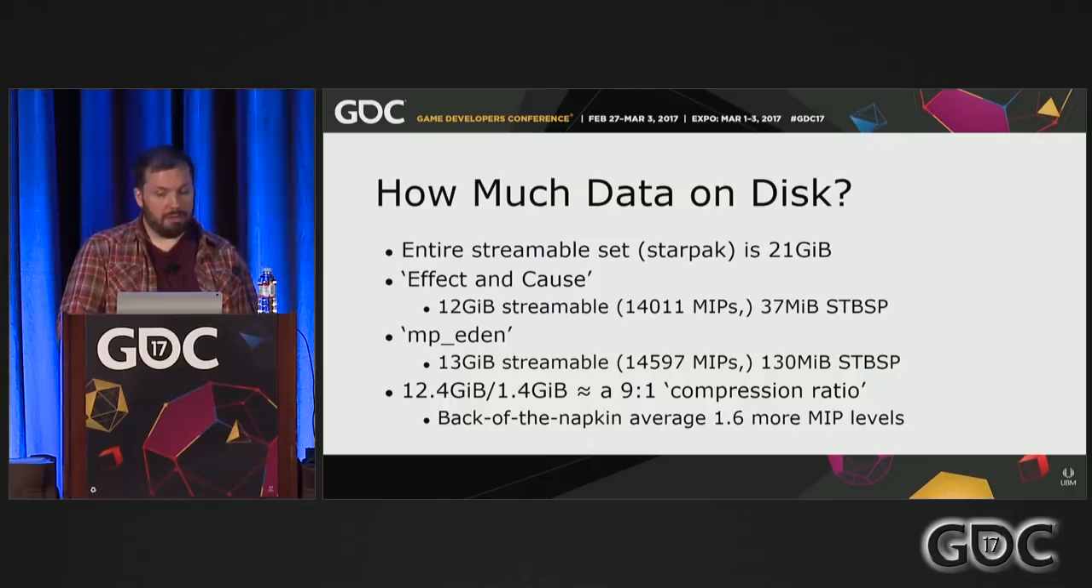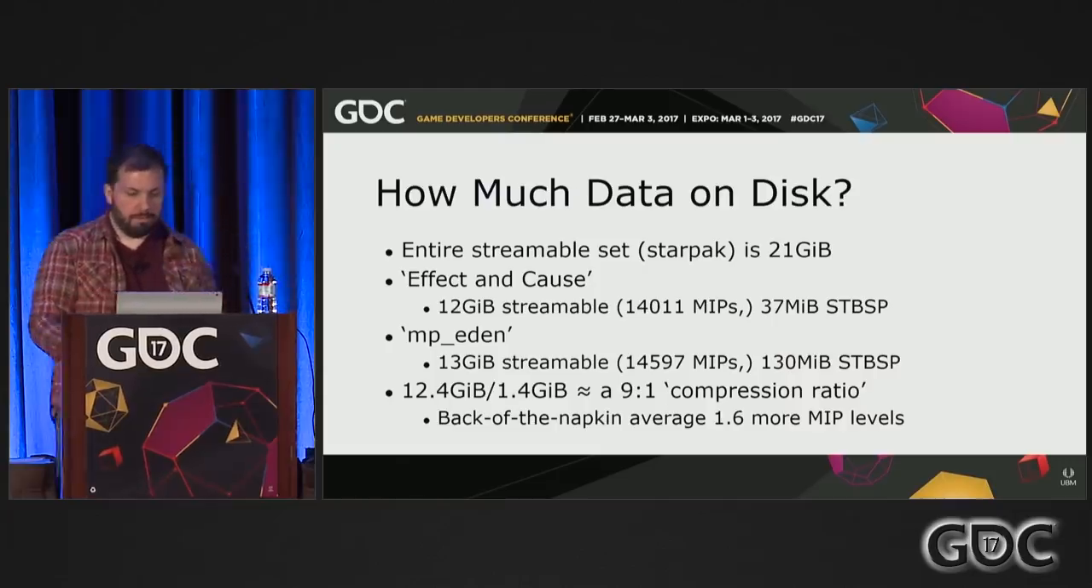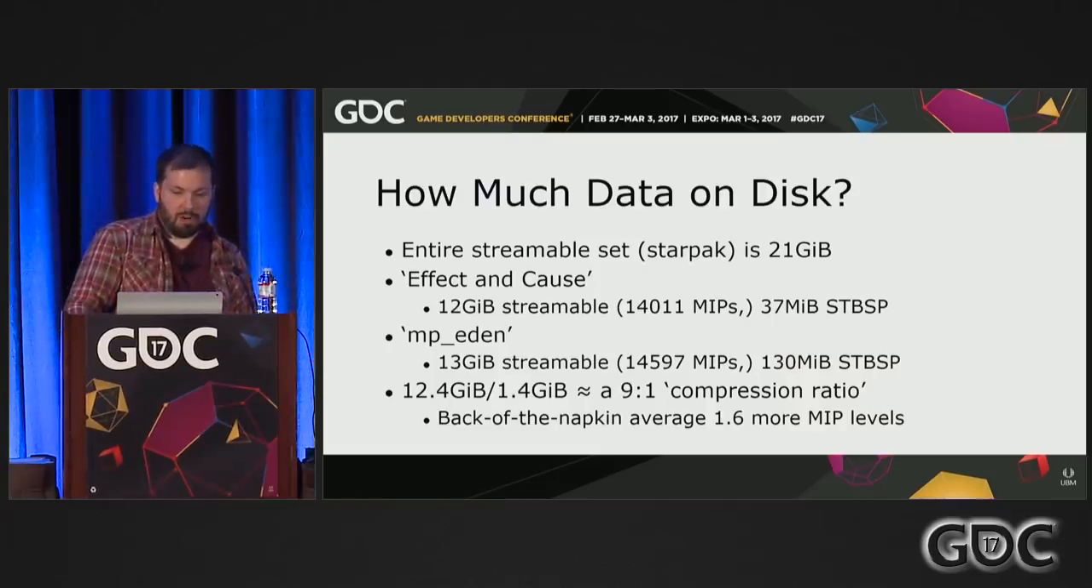That doesn't really matter though for the runtime because it only keeps several K of that resident at any time. So if you think about the 12 gigabytes that we can load combined with the 4 gigabytes that are loaded from the RPAC, and then you think about the gigabyte buffer with the 4 gigabytes that are permanently resident, you get about a 9-to-1 compression ratio. So back of the napkin, you have about 1.5 more MIP levels, which is nice.